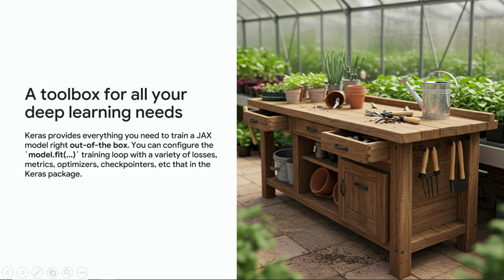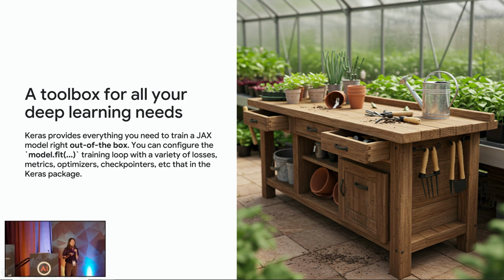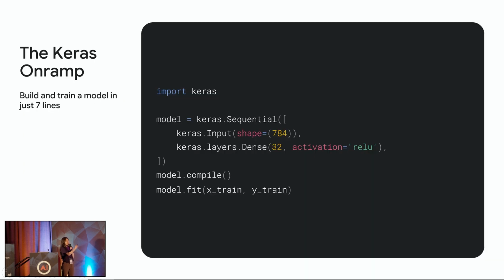But back to Keras. I think of Keras as a toolbox for all your deep learning needs, right? It comes with various optimizers, losses, checkpointers, all that work with our special training abstraction, model.fit. So here's a little gardening tool shed to demonstrate that abstraction. And this is Keras in its simplest form, right? You can author and train a model in just 7 lines using the Keras API.